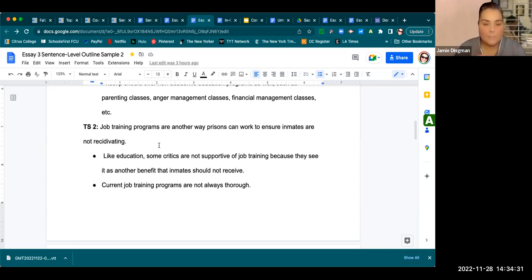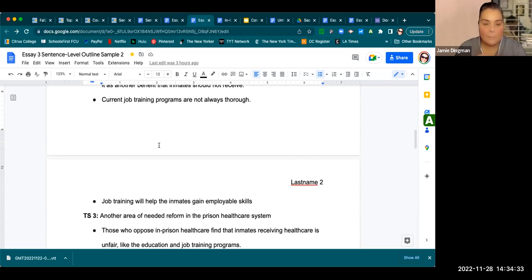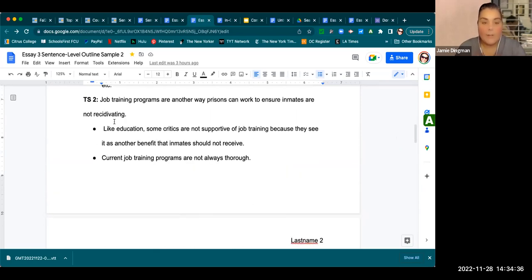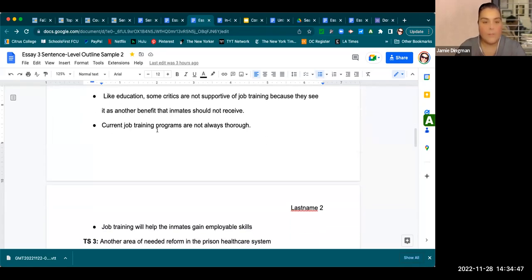Just like they did with that previous paragraph, we can see the points that they're going to be discussing in this paragraph. They're addressing the opposition first. Like education, some critics are not supportive of job training because they see it as another benefit that inmates should not receive. Current job training programs are not always thorough, and that would be a good point to, for example, bring in Orange Is the New Black, right? Where Piper explains her job assignments, where they just get the old manual on how to work with electricity. And it's a really dangerous job, and nobody actually taught her how to properly do these things, right? So this would be a good place to use that.